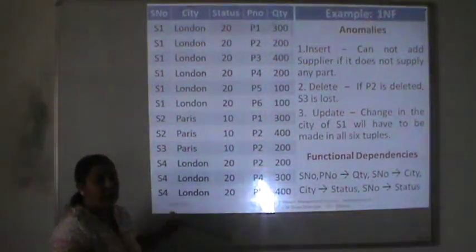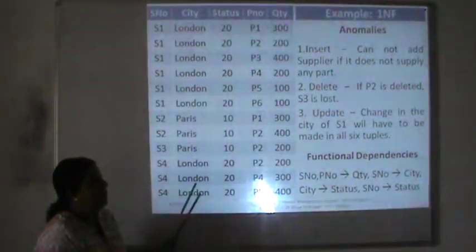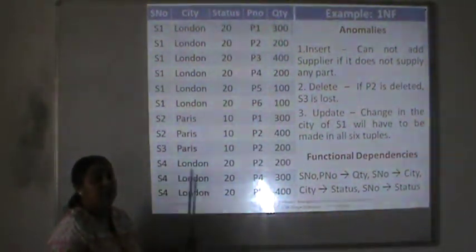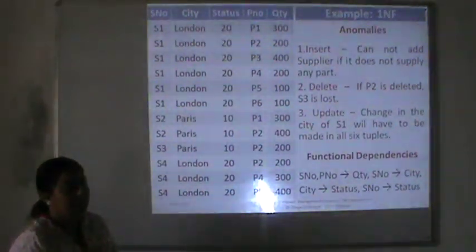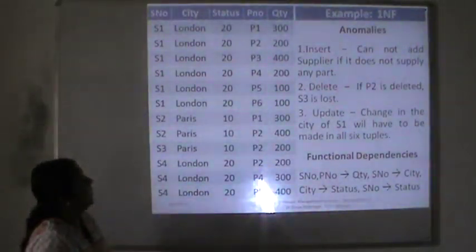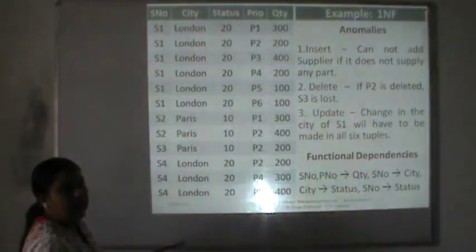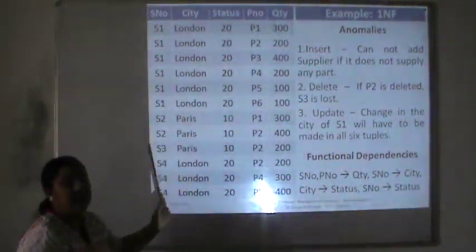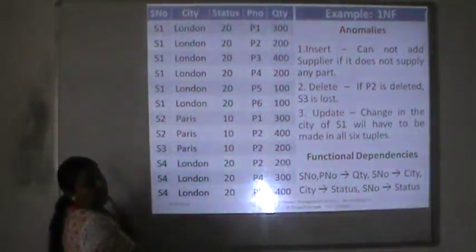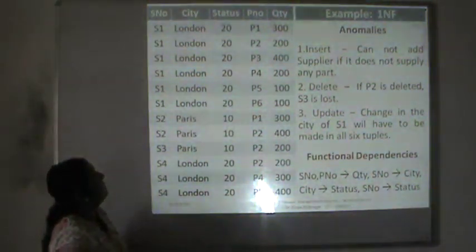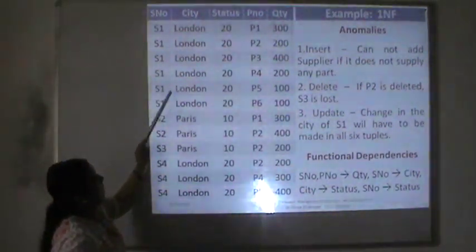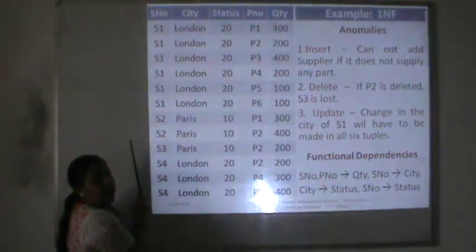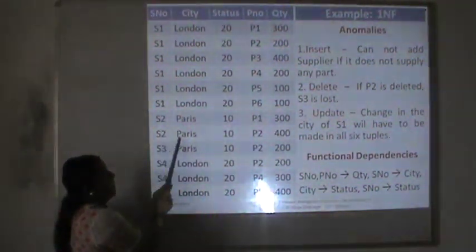To check that this relation satisfies these 3 things, we will check the insert, delete and update anomalies. So let us see whether this relation, which is in 1NF, satisfies the condition that we are looking for. At first glance, it is very much visible that there is a lot of repetition here. As we can clearly see, S1 stays in London and the status of London is 20. The city of supplier S1 is repeatedly being stored. Similarly, the city of supplier S2 is Paris, and the information that S2 resides in Paris appears twice.